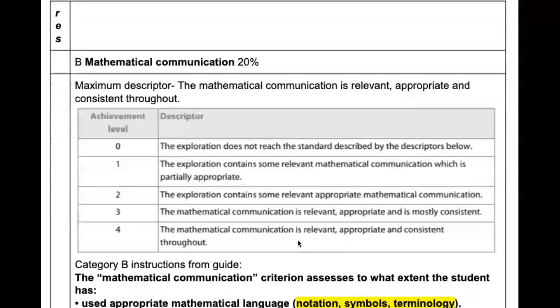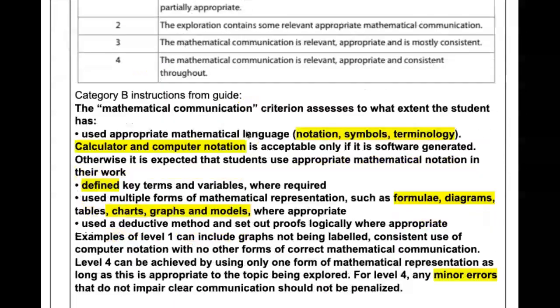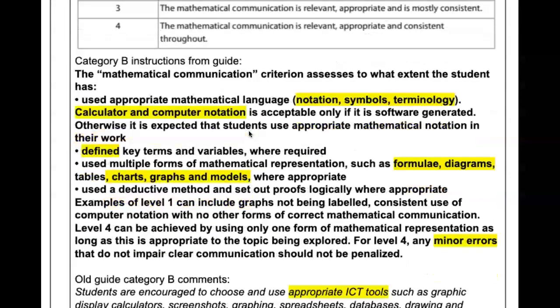Section B, math communication. There are 5 levels from 0 to 4. And this is kind of like the same thing as category A, except here we're focusing on math-specific communication. So let's look through the highlights here. Obviously, notation, symbols, and terminology.